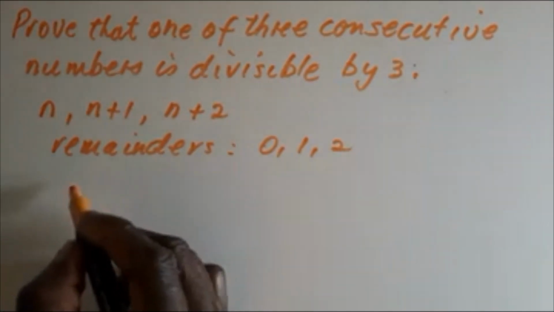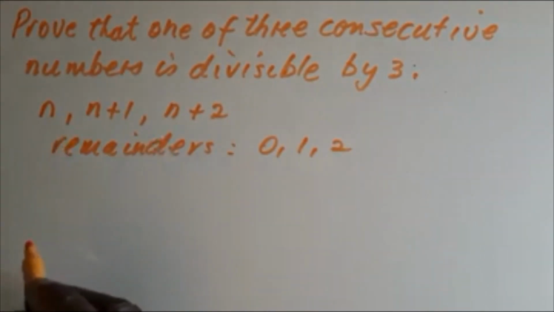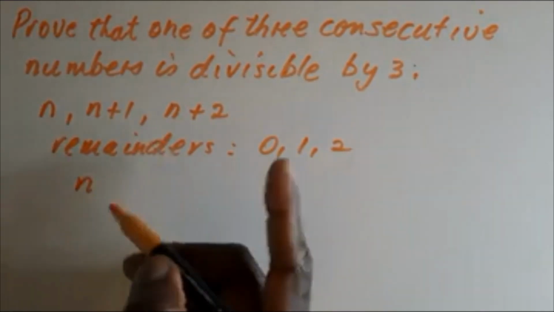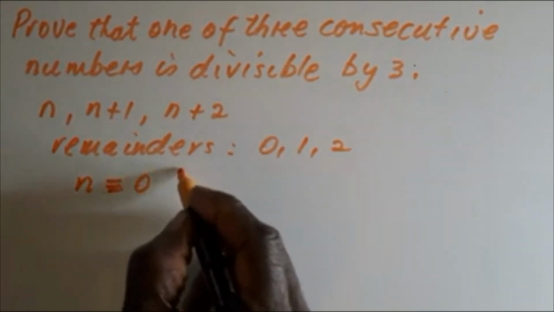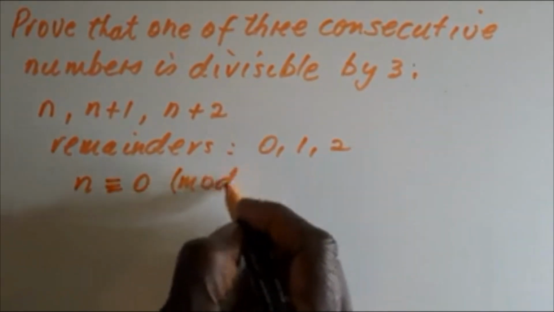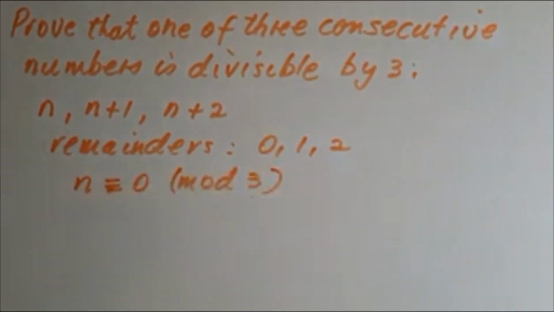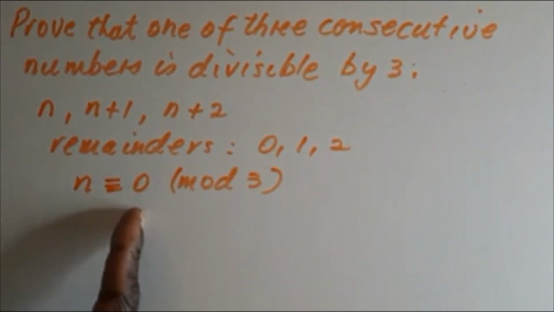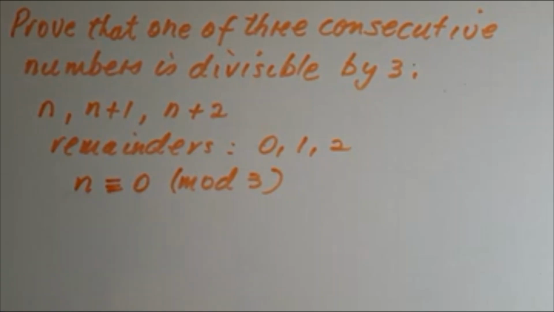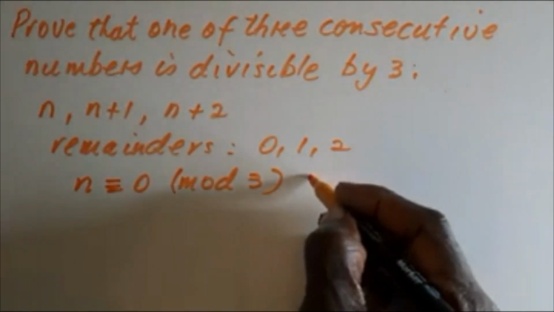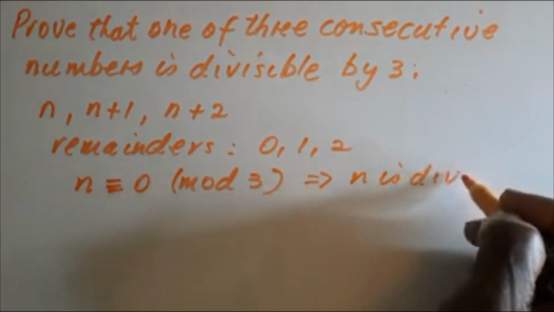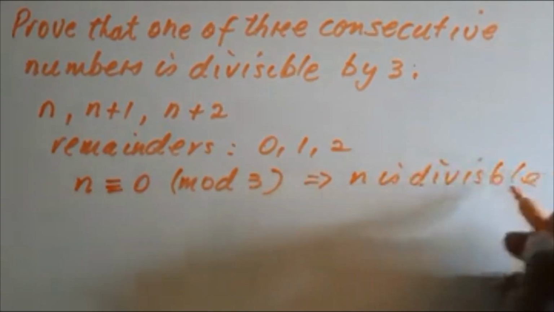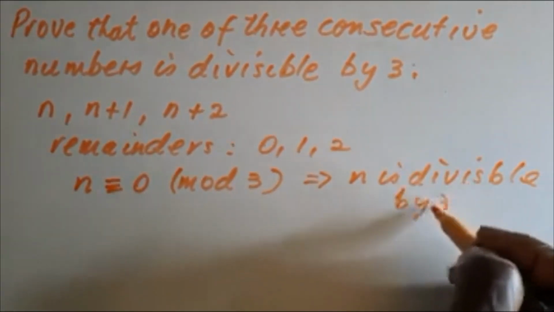So if n is one of the numbers we start with, then n, and it's divisible by 3, is congruent to 0 mod 3, which indicates that there's no remainder, which means that it's divisible by 3. So this implies that n is divisible by 3.